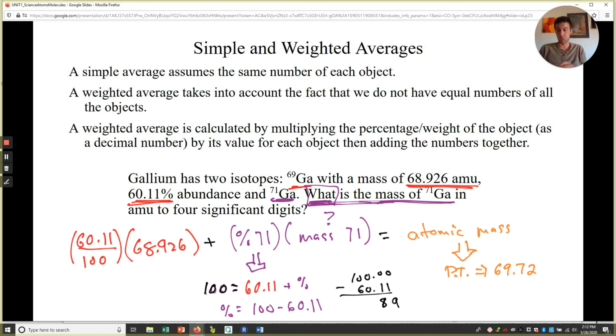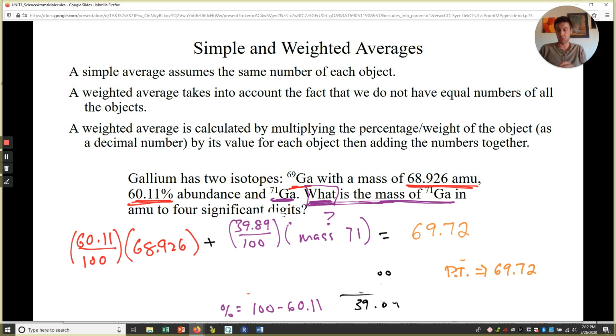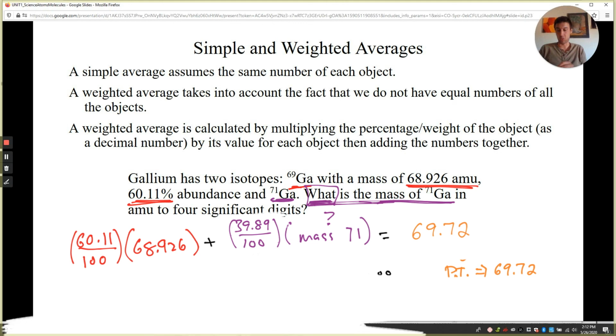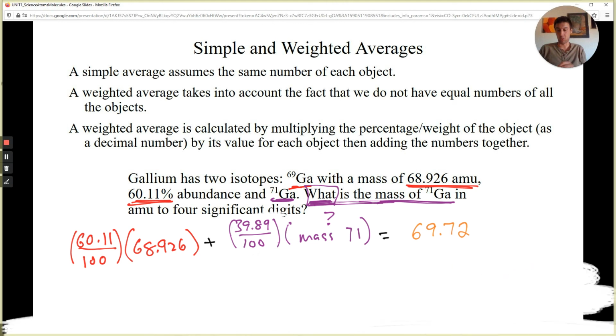That's got to be what, a 39.89. So we could now sub that into this. We get 39.89 over 100. Our atomic mass, we said we could pull from the periodic table, 69.72. And now all we've got to do is do our math in the calculator to go through and solve for the mass of 71. Right? Unfortunately, I don't have a calculator handy.